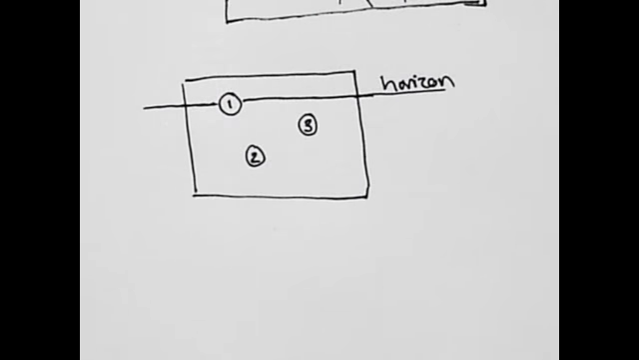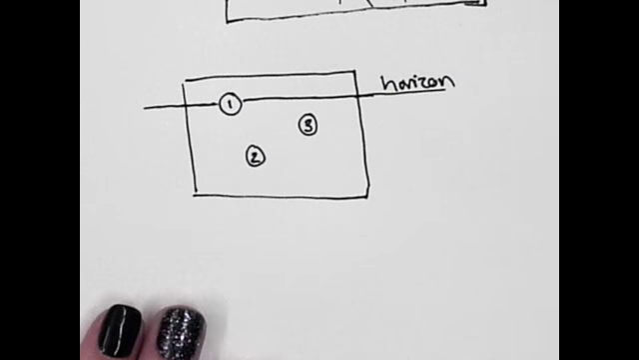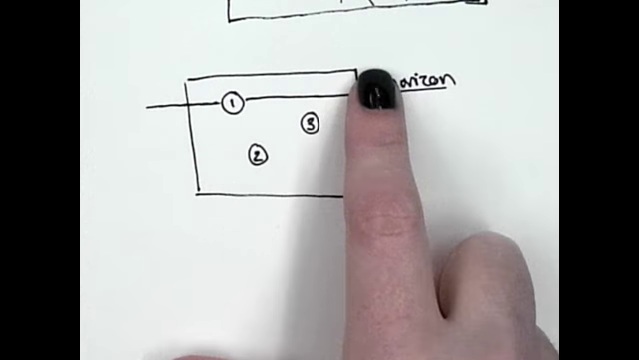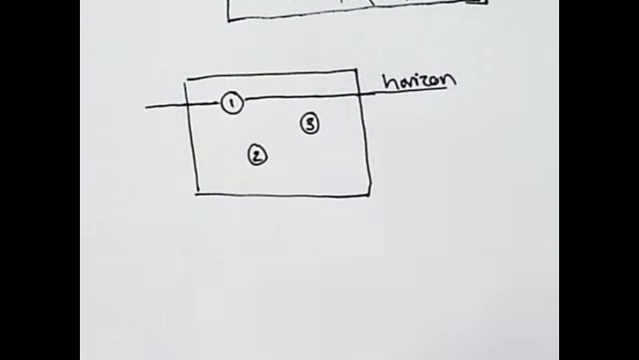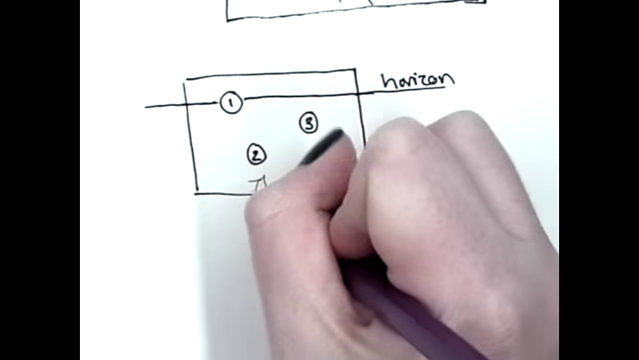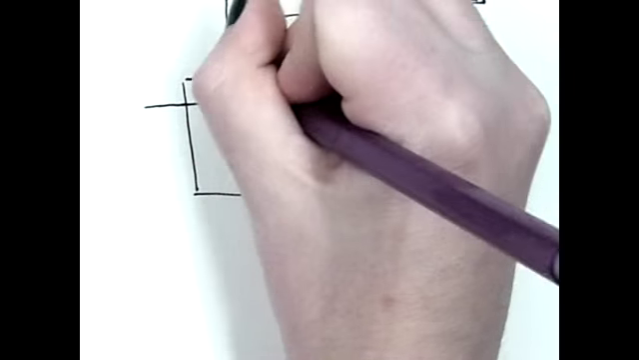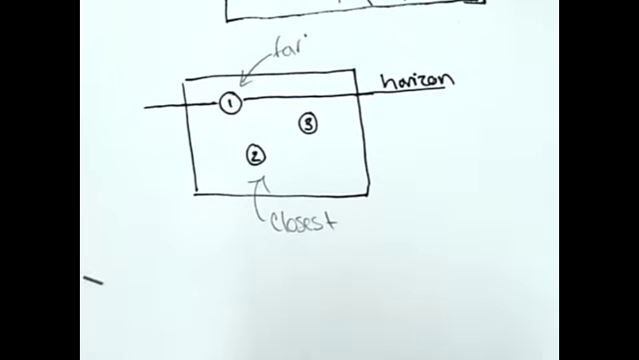Raise your hand if you agree with Brody. Raise your hand if you disagree. Come on, tell me which one is closest to me. 2. How can you tell? Because the horizon line is in the back, so that's farther away. Yes. Okay, 2 is the closest. 1 is the farthest.